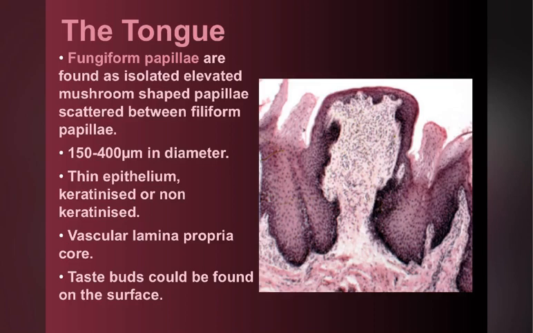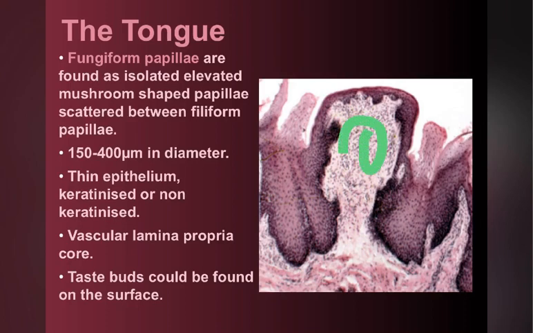The second type of papillae on the anterior two-thirds of the tongue dorsum are the fungiform papillae. They are found as isolated, elevated, mushroom-shaped papillae scattered between filiform papillae. So this here is a fungiform papilla. They are circular in shape and they are more reddish. The epithelium covering them is either non-keratinized or slightly keratinized.